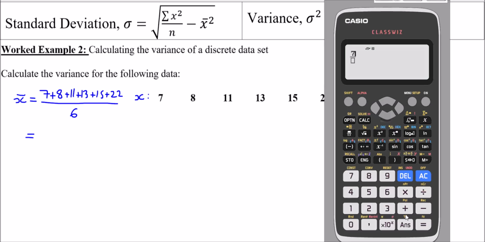So 7 plus 8 plus 11 plus 13 plus 15 plus 22, all divided by 6. That gives us a decimal, so let's leave it in exact form. Let's leave it as just 38 over 3. We can round off after.